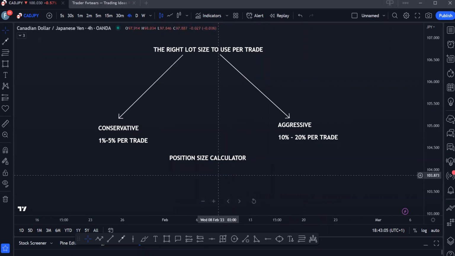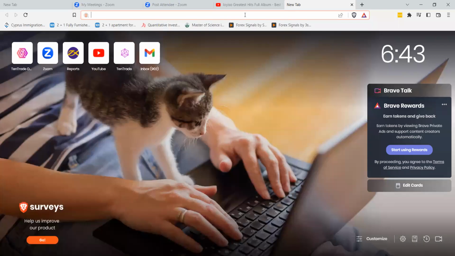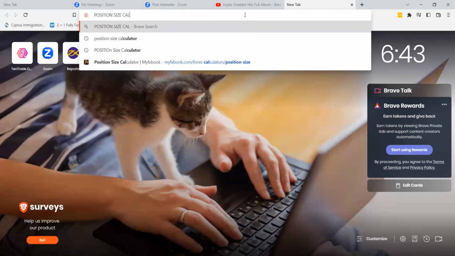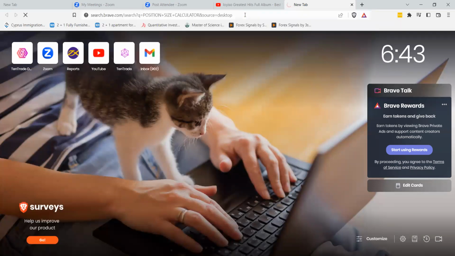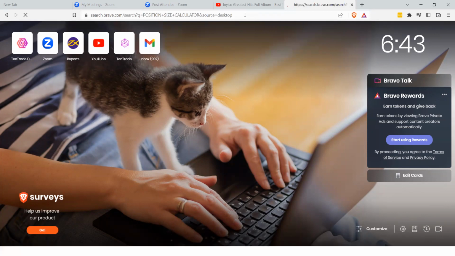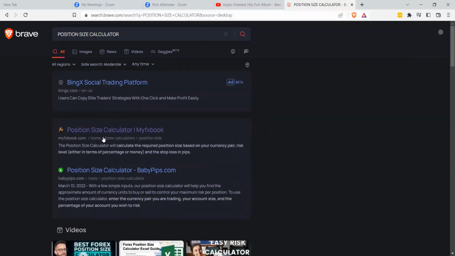So all you have to do is go to the browser now. I'm going to share my browser. Hold on, let me share my screen. You want to go to your web browser or Google and search for position size calculator. Once you do that, it's going to bring out a set of results for you. The first one is usually on a website called MyFXBook. You can see here, MyFXBook. So just click on it.